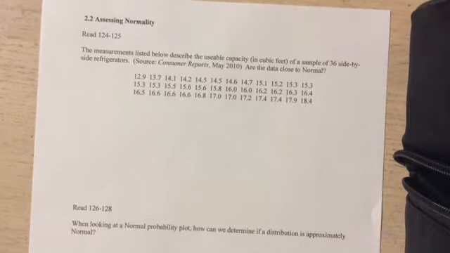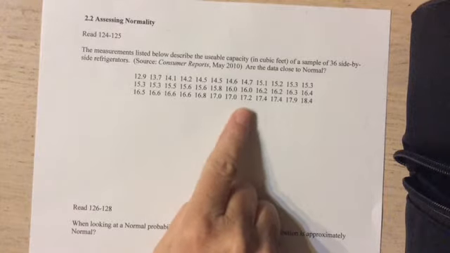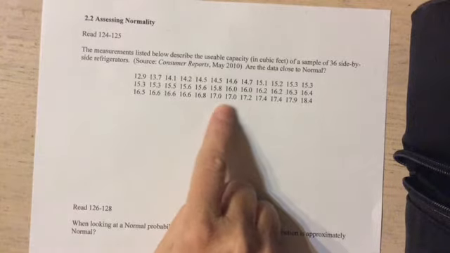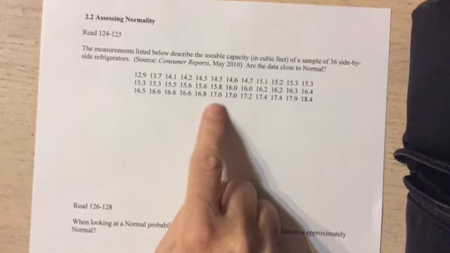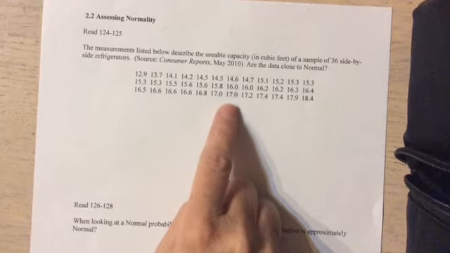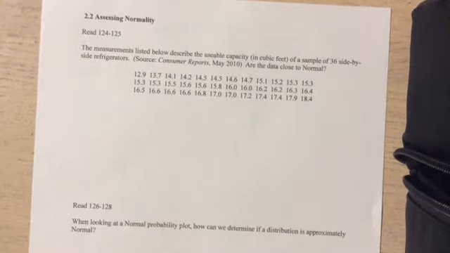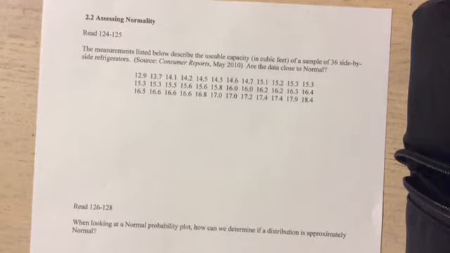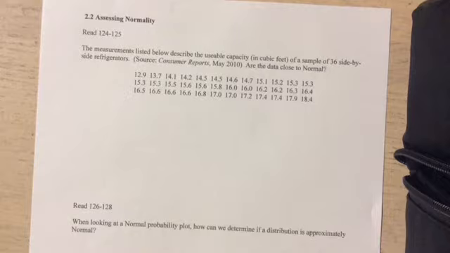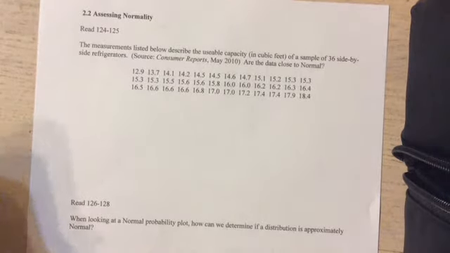So in order to do that, we need a set of data. So I've given you 36 pieces of data that represent the usable capacity of 36 side-by-side refrigerators. Now, the quickest and easiest way for us to determine if this graph is normal by doing a histogram is to use the calculator and let the calculator draw the histogram for you.